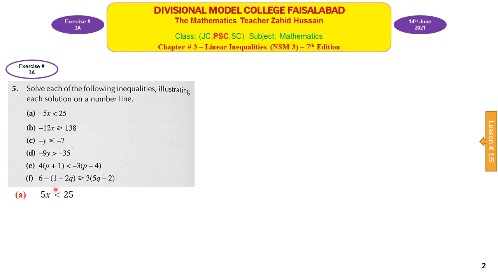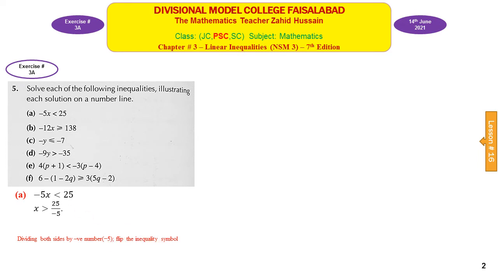Its A part is minus 5x less than 25. There is one term on the left hand side of this inequality and one term on the right hand side of this inequality, and we need to solve, that is, we need to find the values of x. The coefficient of x is minus 5, so dividing both sides of this inequality by minus 5, we know that the rule is it changes the sign of inequality. Dividing both sides by a negative number, which is minus 5 in this case, flips the inequality symbol.